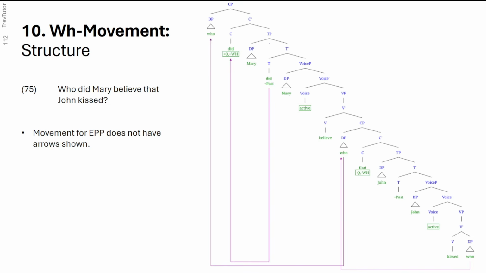I'll explain this briefly. Mary is the agent of "believe," so she's generated under the voice phrase, and she would be moving up to the specifier of TP to get nominative case.